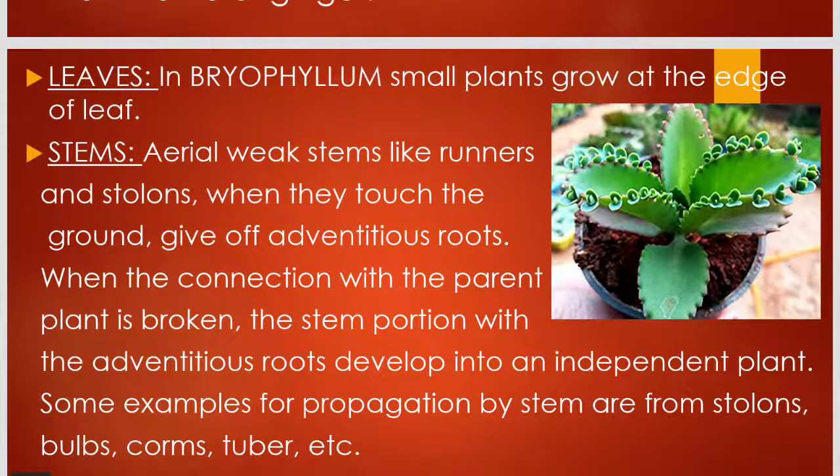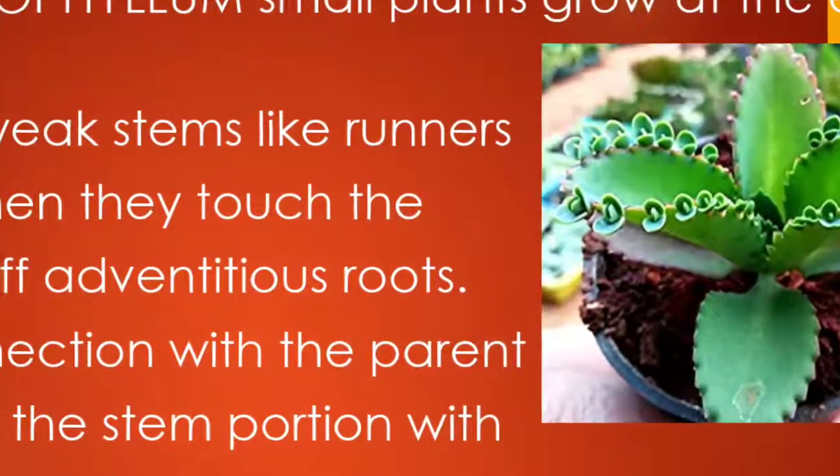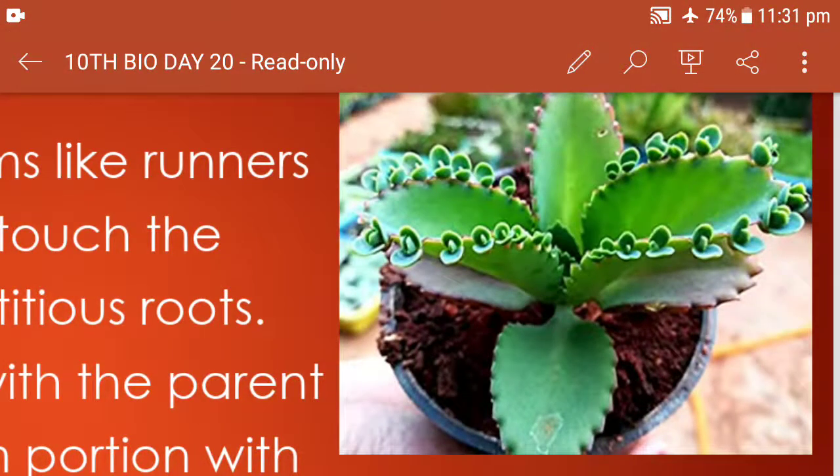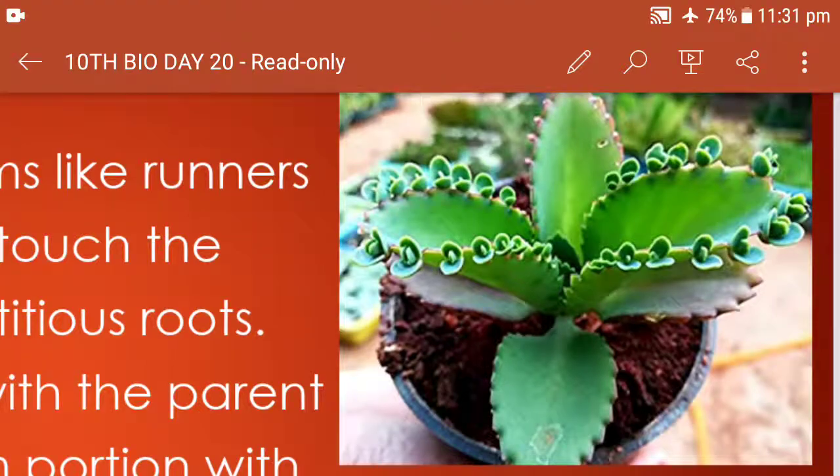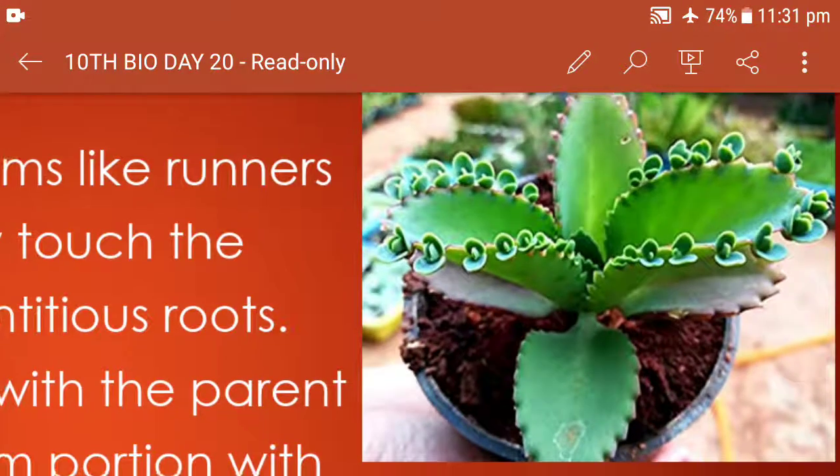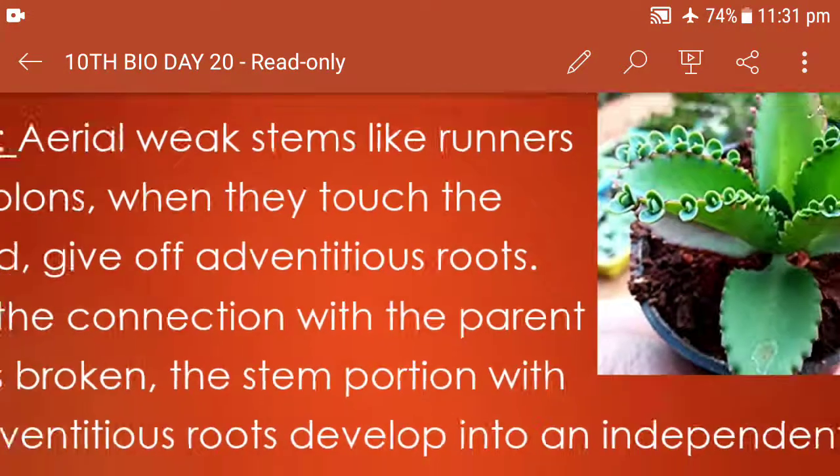Let us see how vegetative reproduction takes place with the help of leaves. How are the leaves involved in reproduction? For example, in bryophyllum, small plants grow at the edge of the leaves. You can see in this slide. Can you see the new plants growing at the edge of the leaves? It's bryophyllum.